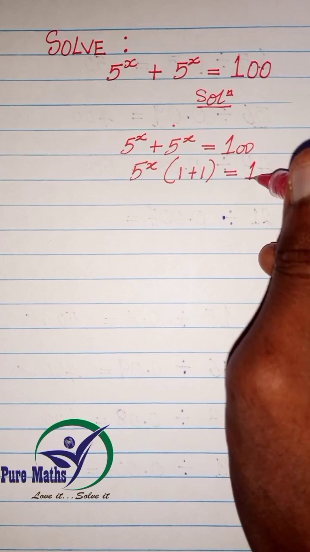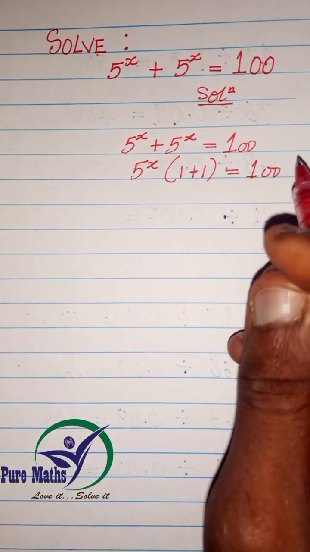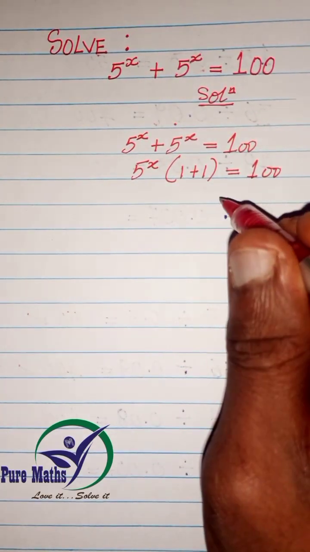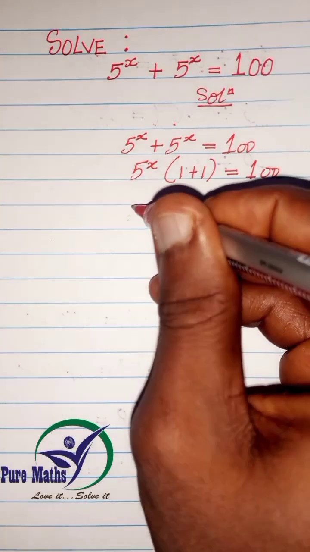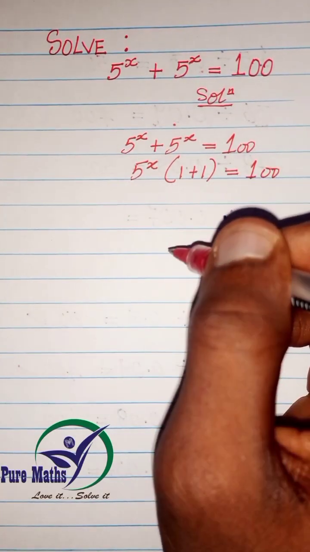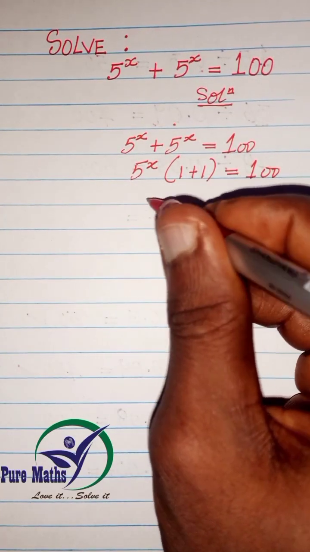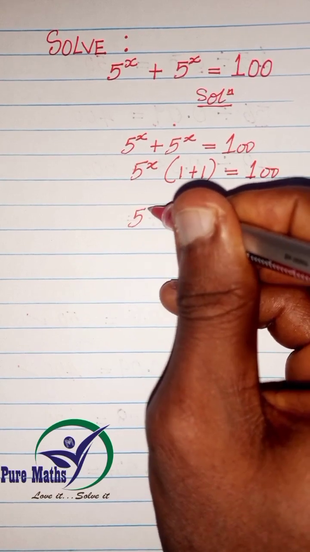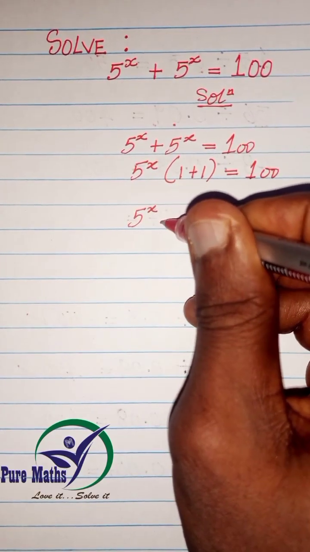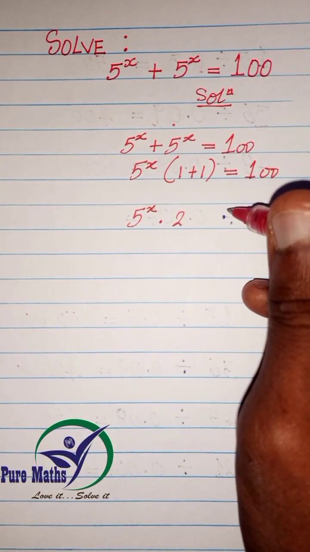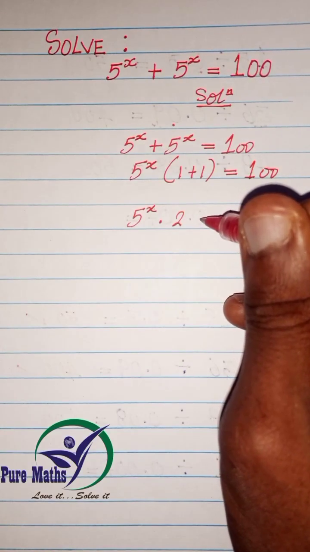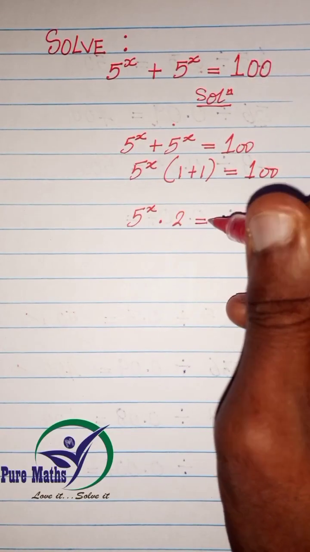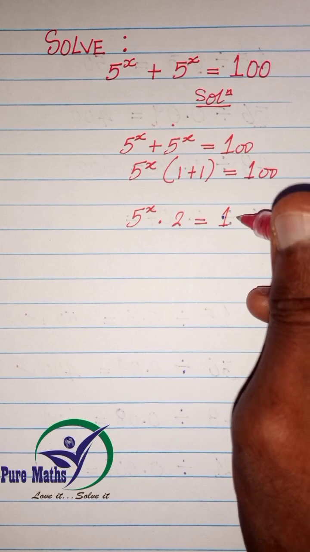to 100. Okay, so the next thing we need to do is to add up the element inside the bracket. So in adding up the element, you are having 5 to the power of x multiplying 2, because 1 plus 1 is 2, and that will be equal to 100.